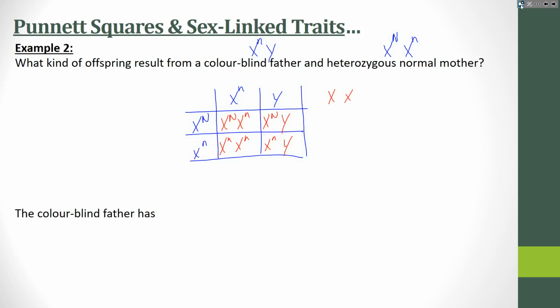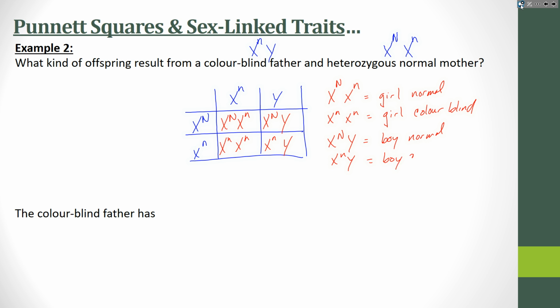see what the girls end up being. So the first girl is X big N, X little n. She's a girl who's normal. X little n, X little n is a girl who's colorblind. X big N Y, boy, normal. X little n Y is a boy who's colorblind. Remember, these are genotypes and these are phenotypes.